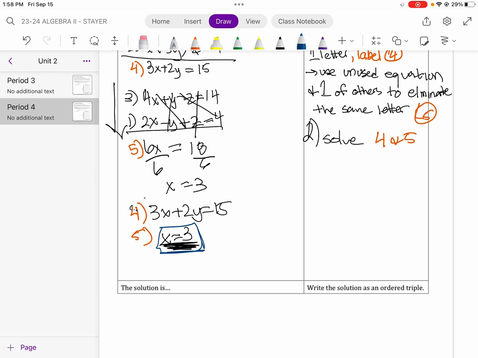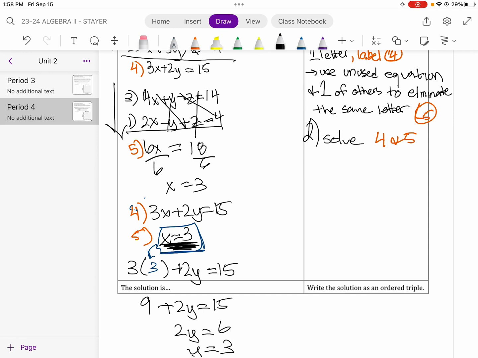I want to say, okay, 3 times X, which in this case was also 3, plus 2y equals 15. So 9 plus 2y is 15. 2y equals 6, and y is also 3.